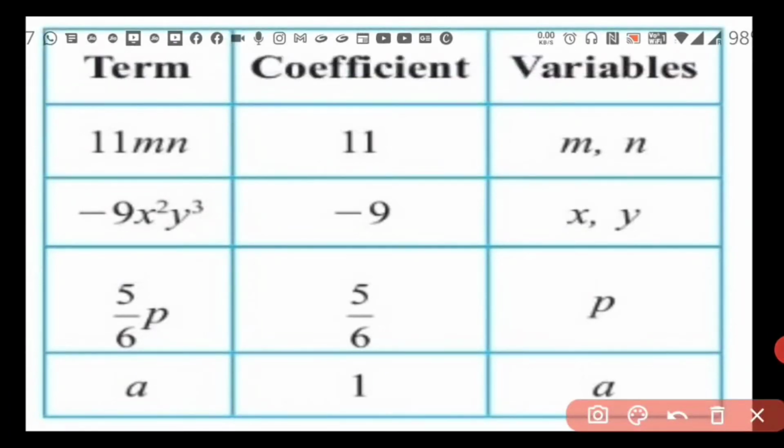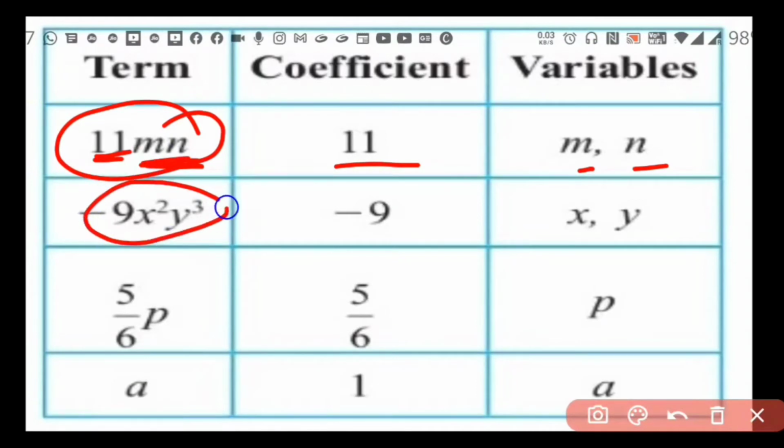So in this 11mn, 11 is the coefficient, and m and n are variables. We can see mn are variables. Then the second term is minus 9x square y cube. So minus 9 is the coefficient, and which are the variables? x and y. You should not write x square and y cube as the variables. You don't put square and cube. When we are asked to write only variables, you have to write the variables only. You should not put the indices on the variable.